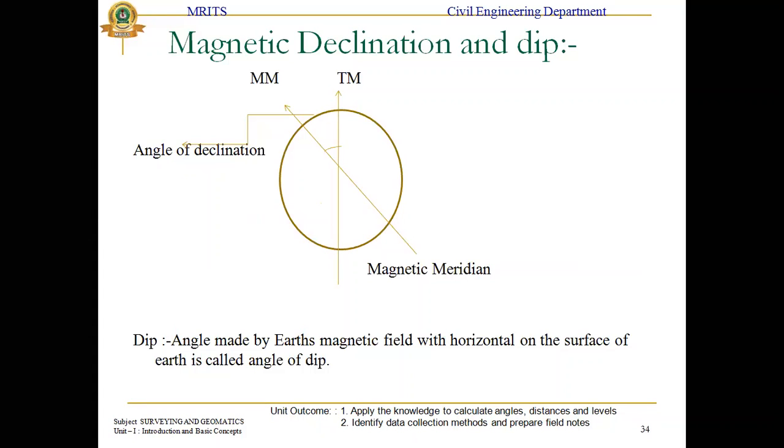Meridians, dip and declination: the angle of declination and the magnetic meridians. The angle of dip is the angle between the field and the horizontal surface, called dip. This is the angle of the magnetic meridian and the angle of declination. Okay, this is the whole chapter of the first unit. This is the process of the whole unit completed.